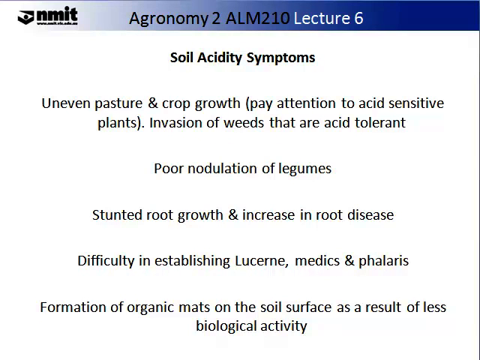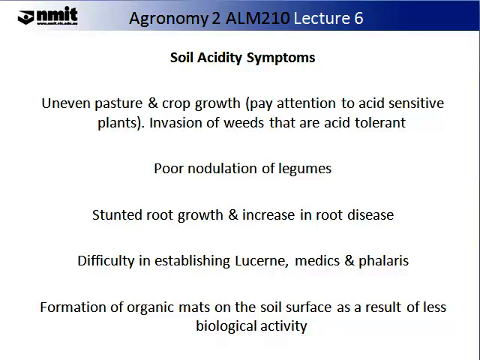Uneven pasture or crop growth. Pay attention to the plants or crop species that you plant that are acid sensitive. You may see an invasion of weeds that are acid tolerant. Look below your soils, look at your nodulation of your legumes. If they are poor, soil acidity could be contributing to this.